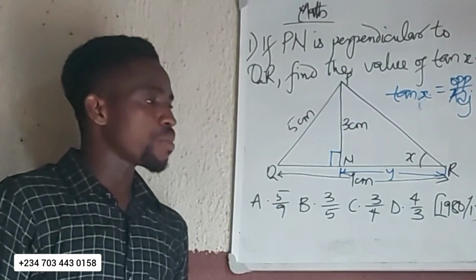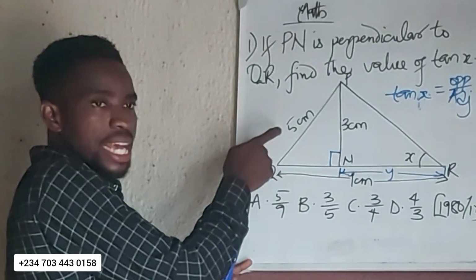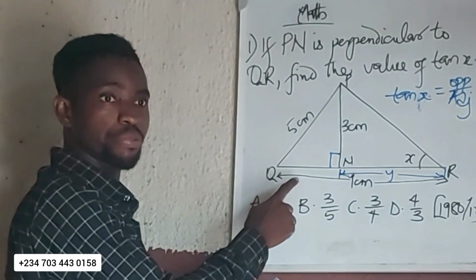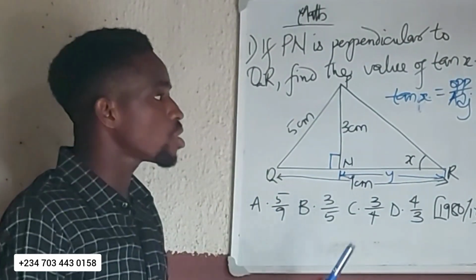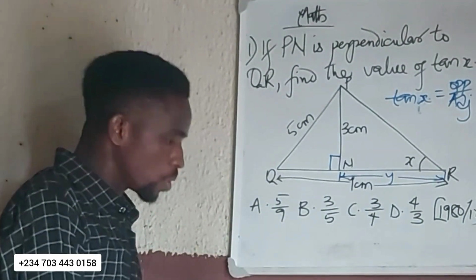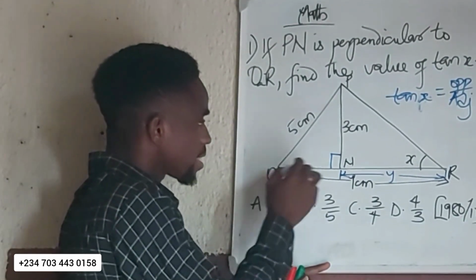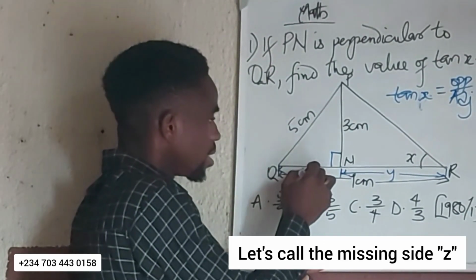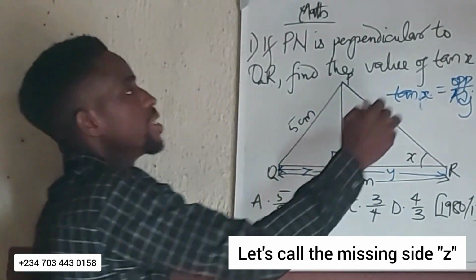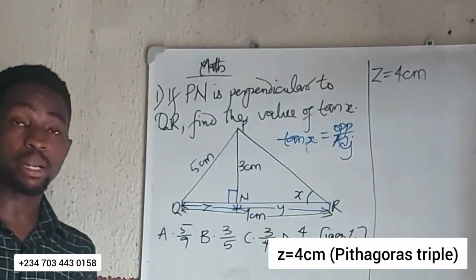How do we find the value of this side? You're supposed to be familiar with the Pythagoras triple. We have a right angle triangle where the hypotenuse is 5, one other side is 3, so the remaining side is going to be 4 cm. There's no need to solve it. So we know that this missing side, if we call it z, is 4 cm from Pythagoras triple.